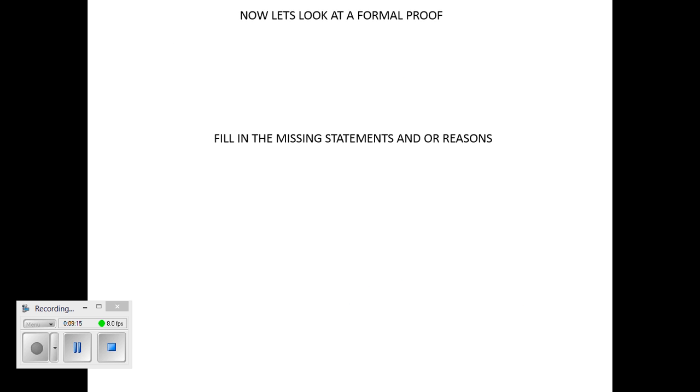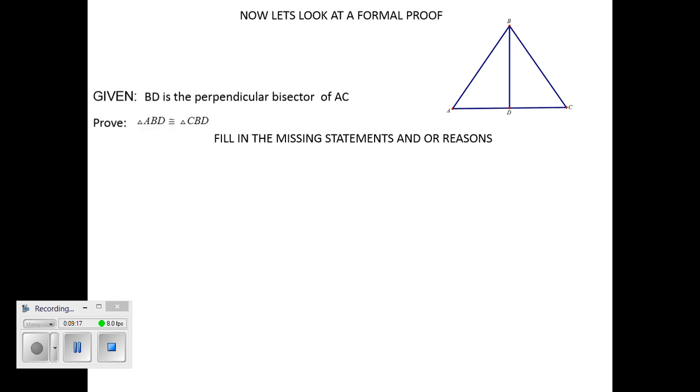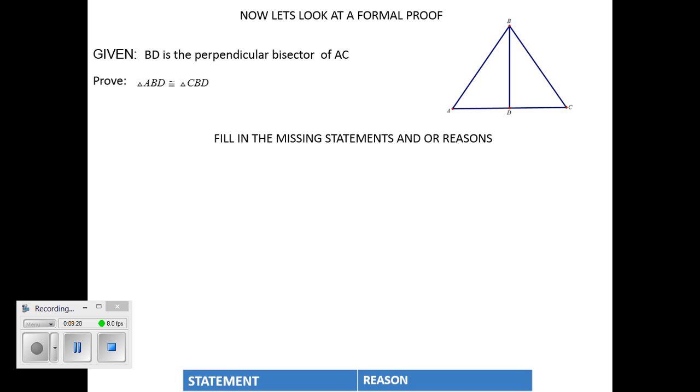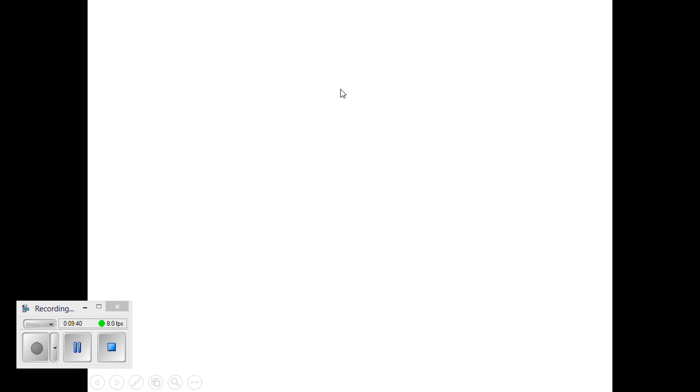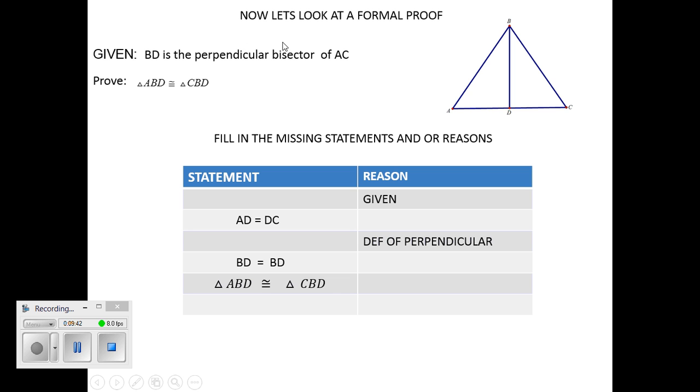Okay, let's try a proof. We're going to have to work on these, so let's get a little start on it. Here I'm giving you, as a starter, some of the bits and pieces of it, and let's see what we would put in as the reasons and or the statements. It says BD is the perpendicular bisector of AC. Now that says a lot, so that must be the given.